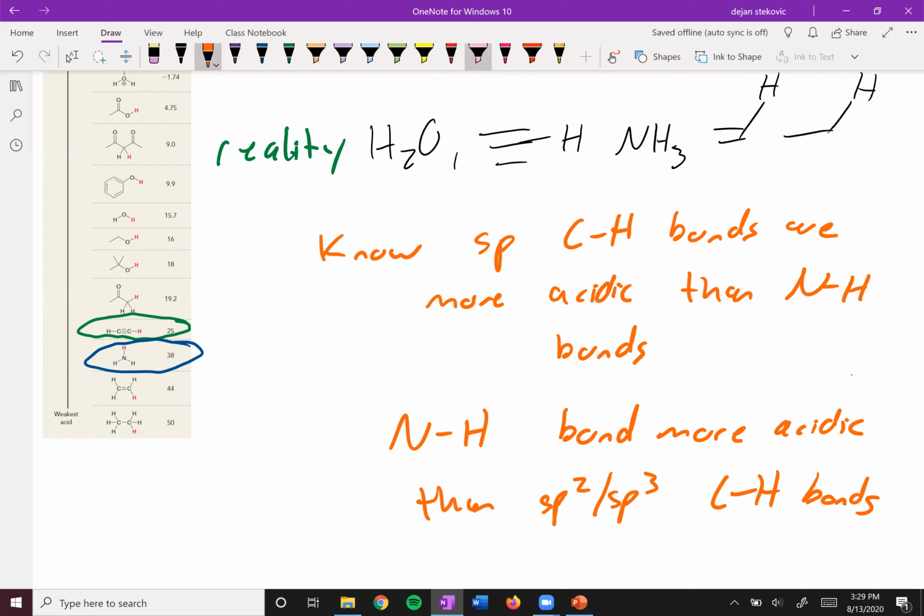And you can see that in this table as well, as these two sp3 and sp2 carbons are indeed less acidic than NH3. So again, a lot of information here, a lot of ways to trick you up. You've got to do some practice.